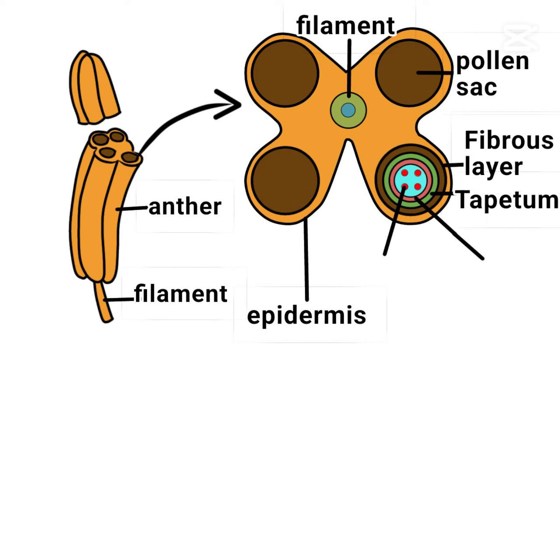Inside the pollen sac, we find the pollen mother cells, which undergo meiosis to produce haploid pollen grains. The tapetum, a nutritive tissue, provides essential nutrients to support the development of pollen grains. These pollen grains containing the male gametes are eventually released for fertilization.